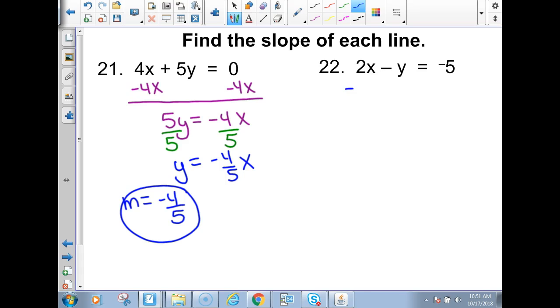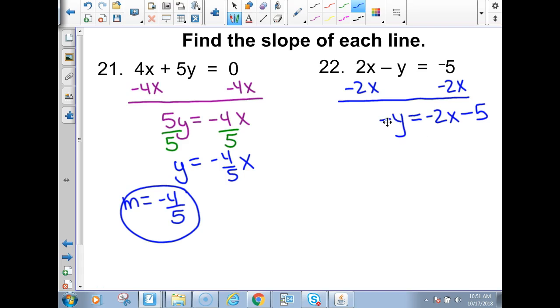22, we're going to need to subtract 2x. Drop down minus y. Don't forget that negative sign or minus sign, however you see it. We're going to write the negative 2x first and then minus 5. Just connect it with that sign. If it was not negative, we'd write plus 5.